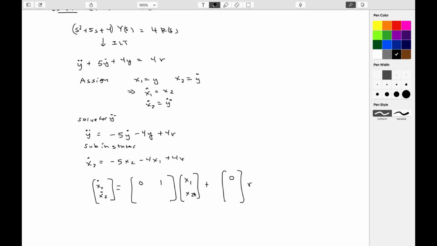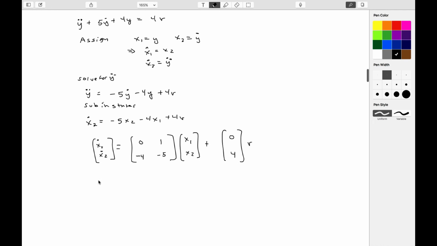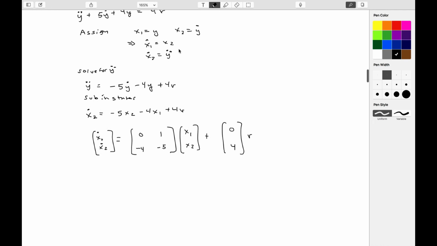All right, so if we collect these and we look, then we get x1 dot is equal to x2, so it's 0 x1 plus 1 x2 plus 0 r. All right, x2 dot is y double dot, which we have come up with the equation for here: I get minus 4 x1 minus 5 x2 plus 4r. All right, so then the other thing I need to do is come up with the output equation, and you can see that I've defined the output right here to be x1 is equal to y. So my y equation is going to be similar to something we've seen in other expressions, where I have 1 x1 and 0 x2. And that's really my whole solution.